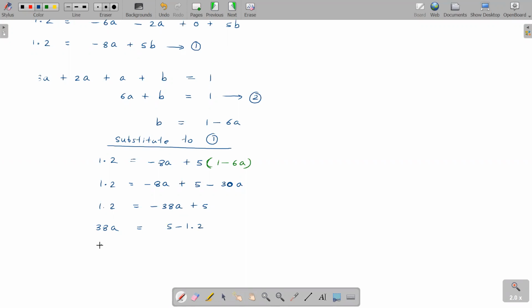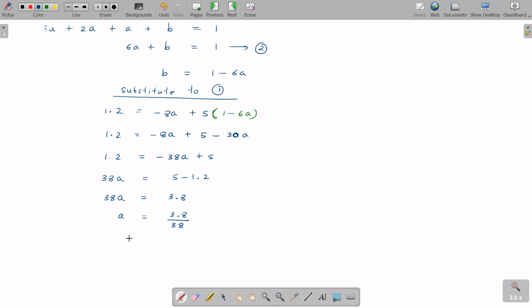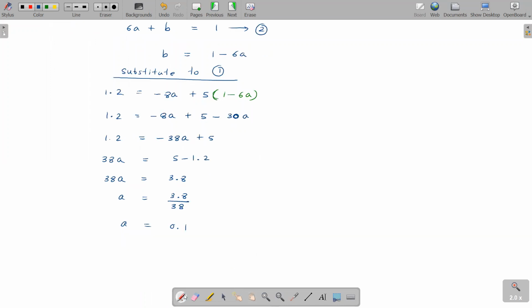How much is it? 5 minus 1.2 is 3.8. So a equals 3.8 divided by 38. How much is it? 0.1. Okay, and then substitute the a value.